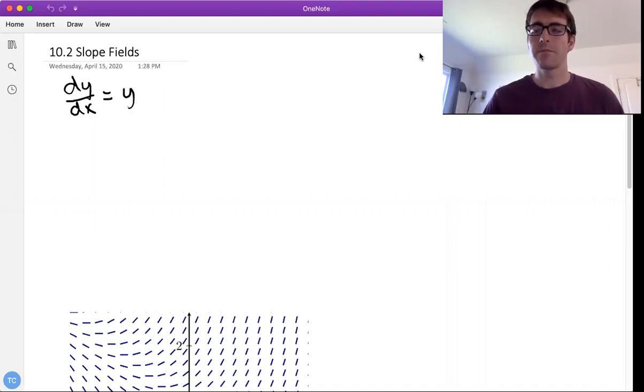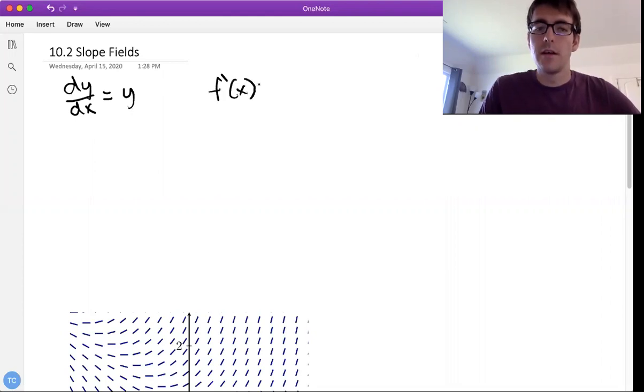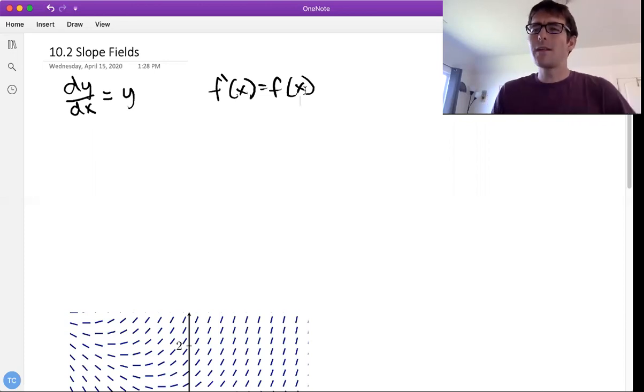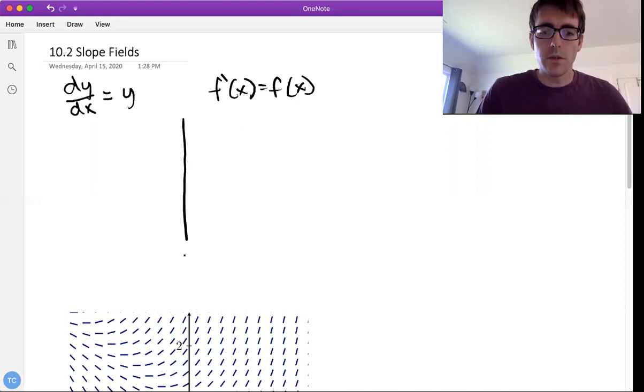All right, so we're going to start off with one of the simplest differential equations we can come up with. The derivative of the function at any given point is the value of the function at that point. So put another way, the derivative is equal to the value of the function. All right, and so what does this tell us about the function? What do functions that meet this criteria look like? Well, one thing we can do is look at the slope field.